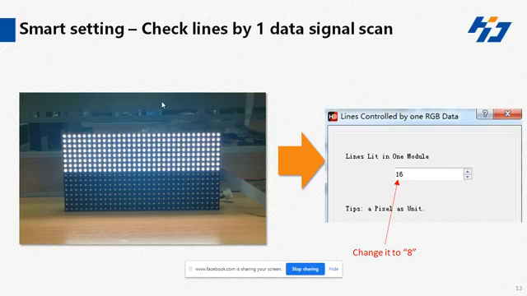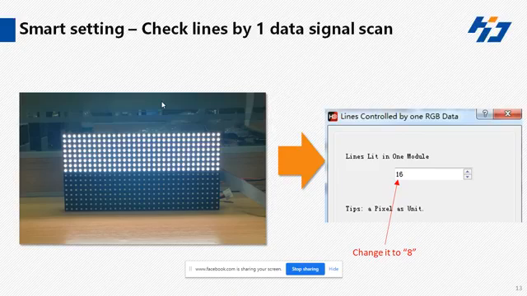So the sixth setting is check lines by one data signal scan. When you click next after color checking red, green, blue, black, you will see it will ask you how many lines lit in one module. Sometimes what the customer does is connect the whole screen, and gets confused about how many lines are blinking in one screen. So it is clearly mentioned over there, lines lit in one module. You only have to check one module, how many lines are blinking in that module.